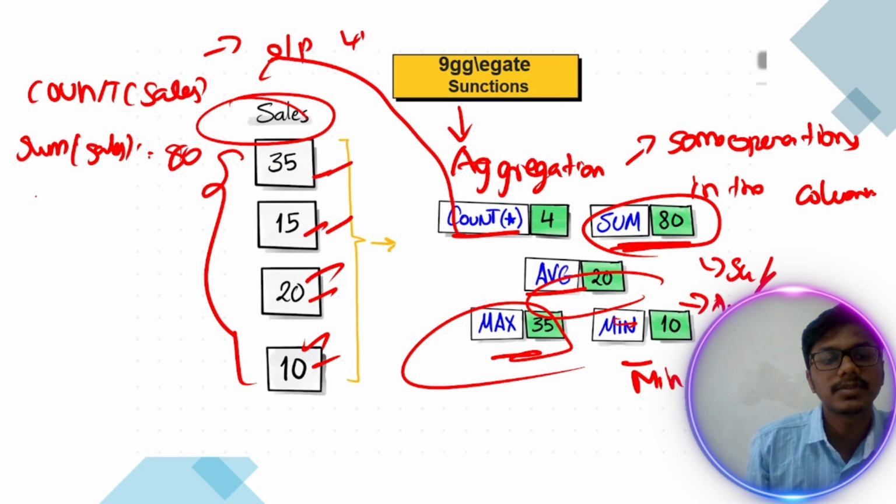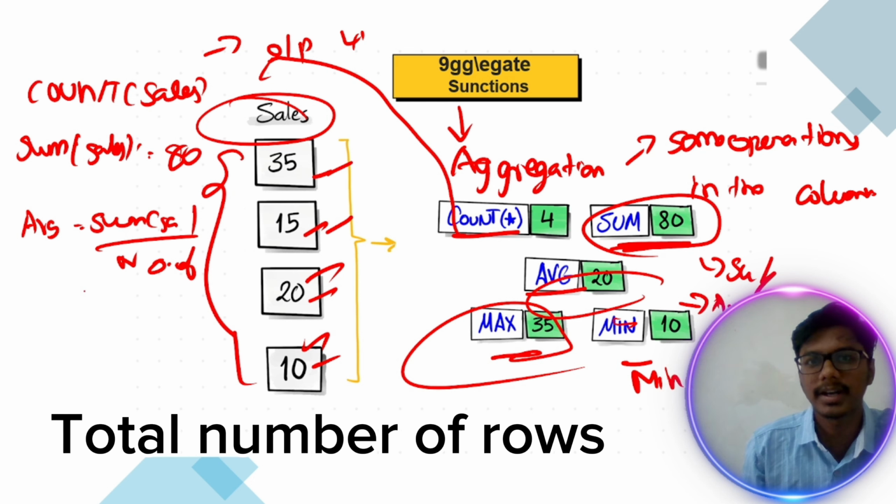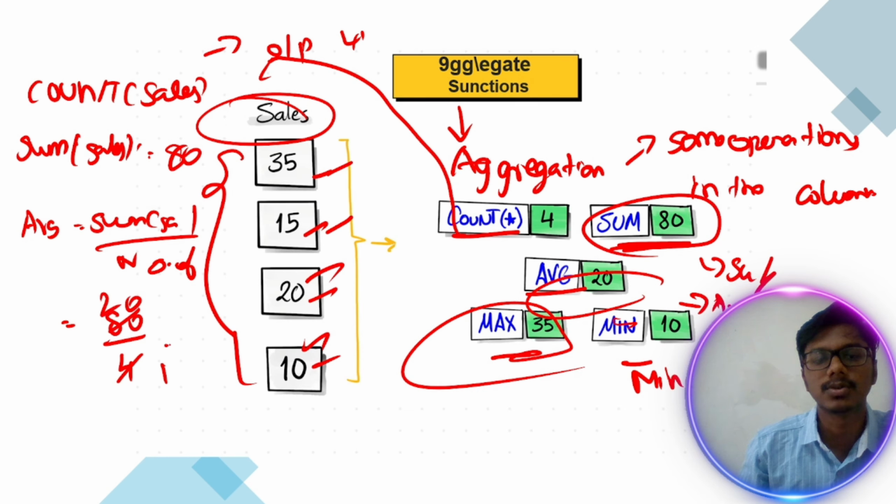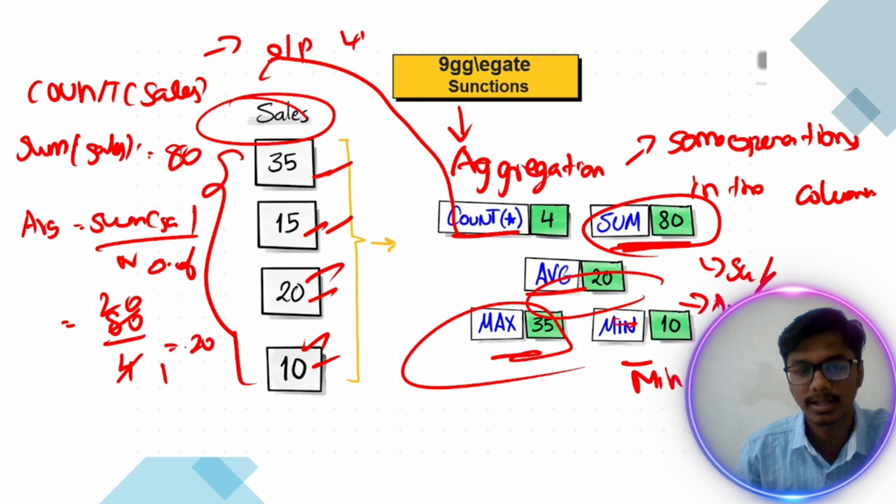If you do the average of the column, the average is nothing but the sum of sales divided by the number of rows. This is the average formula, right? You have learned it in the 10th itself: sum of the values divided by the total number of values. That's all about the average. So the sum is 80 divided by 4, it's 20. 4 twos are 8, 4 fives are 20, right?